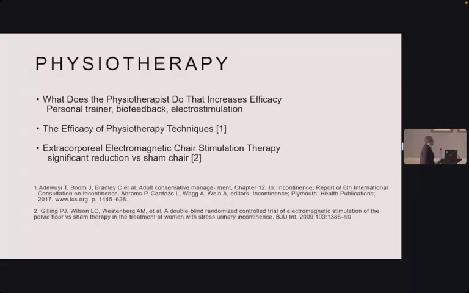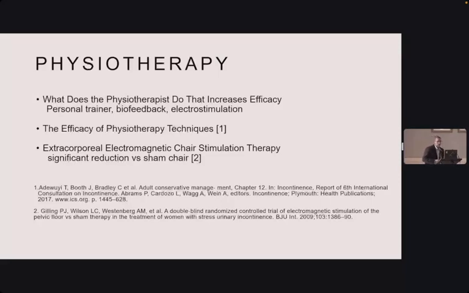What does the physiotherapist actually do? We just send them there and we hope they will improve. But they do quite a lot of things. First of all, the physiotherapist is there to act as a personal trainer. They aim to re-examine the pelvic floor muscles at regular intervals as the program continues. They're also there to evaluate the bladder chart that you will give the patient to see regularly so that the patient understands it.